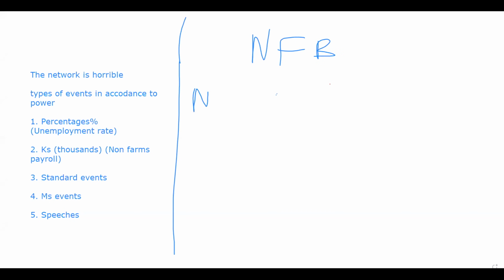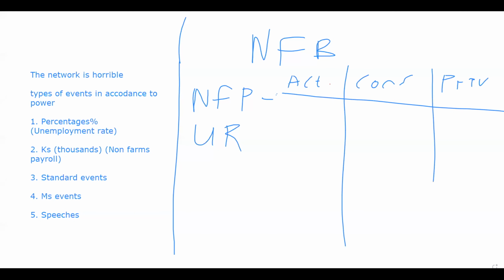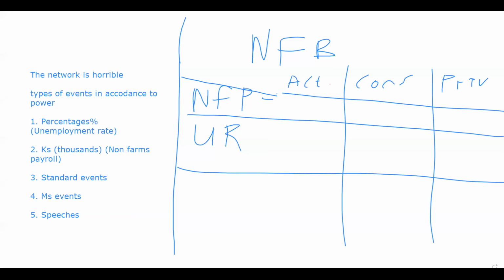We have non-farms payroll, and we have unemployment rate, right? So we have the actual, we have the cons, we have the previous. Excuse my spelling, guys. You know I didn't go to school, right? So this is like the table. My drawing is not good, but it's fine. What's more important is the message, right?